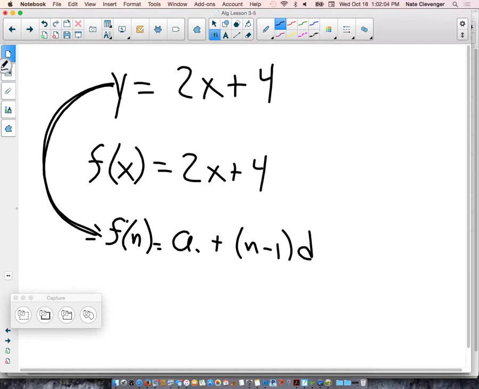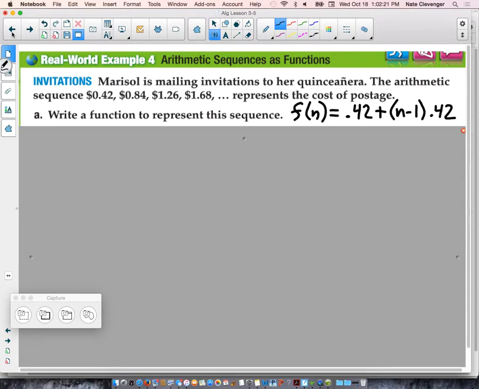In chapter 2, we talked about how we could change y equals something to be f of x or f of something. So all I did here is, instead of putting a sub n, I'm rewriting it as f of n. So there's your equation, or your function, in this situation, because we're writing it as f of n. Okay?